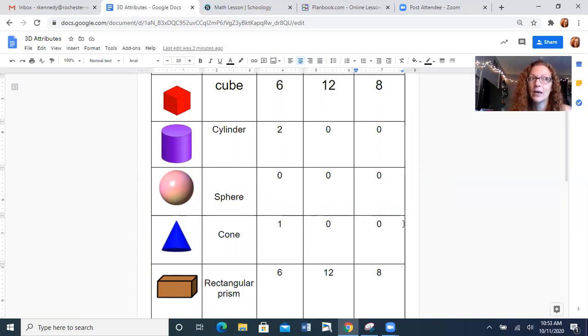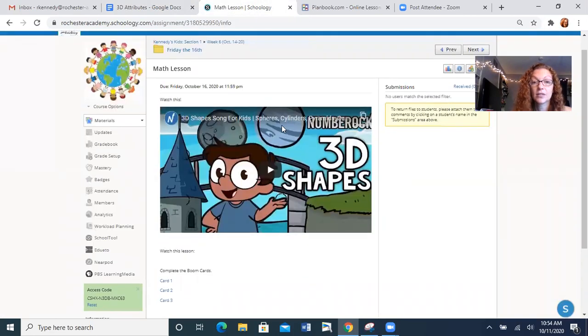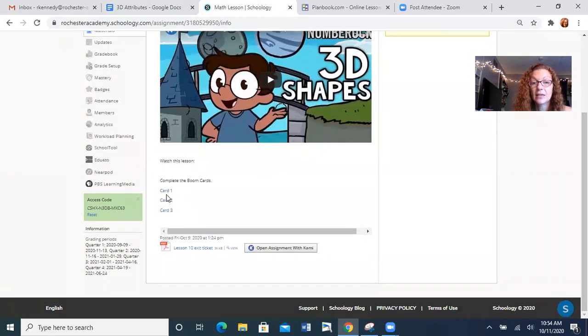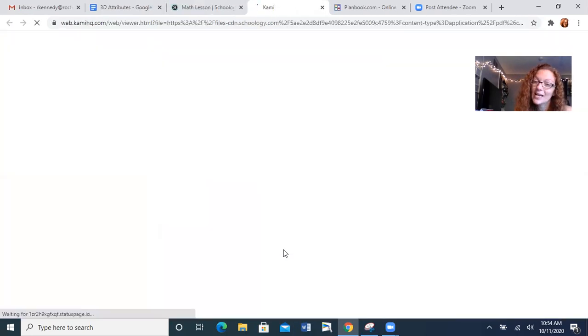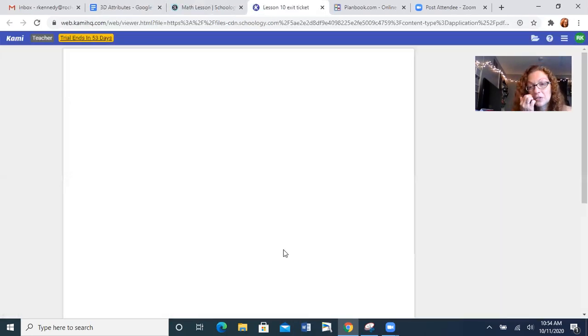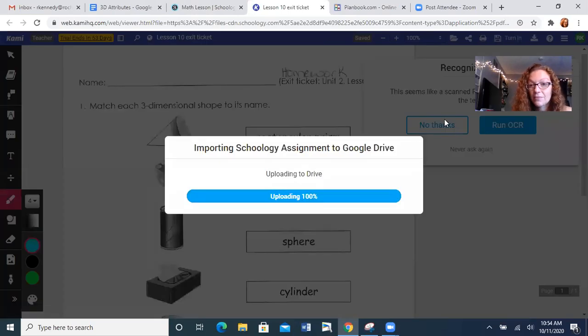All right, so on Monday we are going to be checking to see if these shapes can stack on top of each other, if they can roll, or if they can slide down an incline. Ooh, experimenting with solid shapes. All right, so now that we're done with our lesson, you are going to go back to the Schoology, and there are 3 boom cards for you to complete. Then your assignment, your exit ticket to see how you are doing with our 3D shapes.